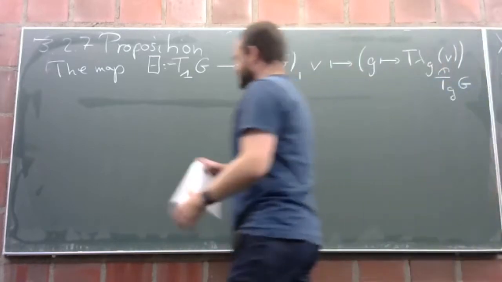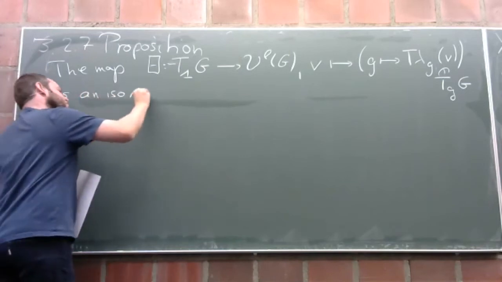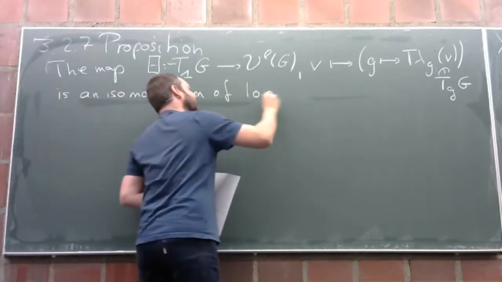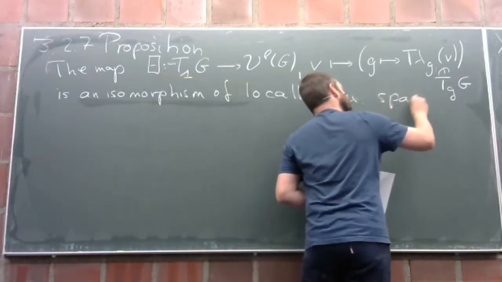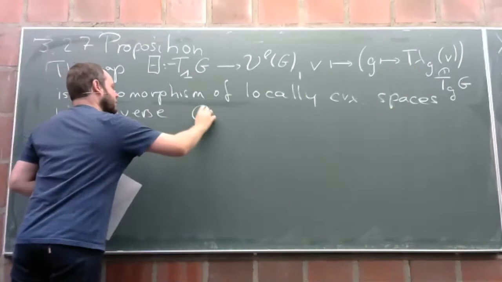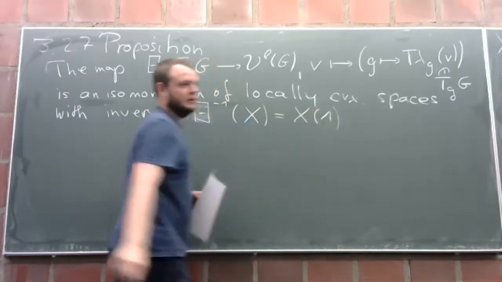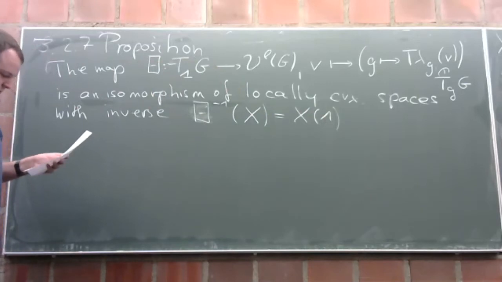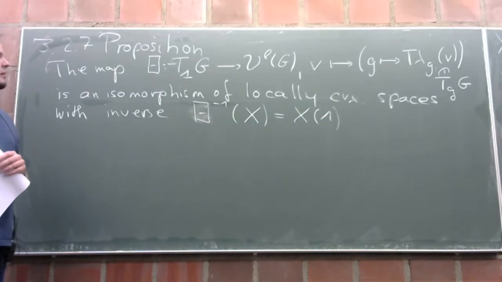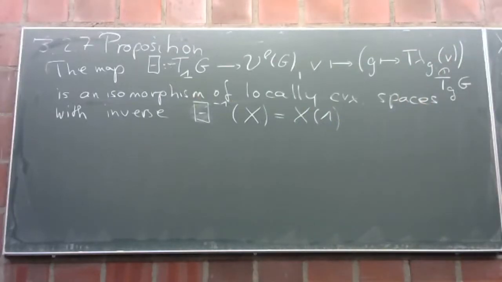Okay, and we just look at this map, and then we see that this is an isomorphism of locally convex spaces with inverse. If I take the left invariant vector field, the inverse is just the value of the left invariant vector field at the unit. The left invariant vector fields as a space will be locally convex as a consequence of this isomorphism. Yes, but we already knew that, since this is a locally convex space as a subspace of this locally convex space.